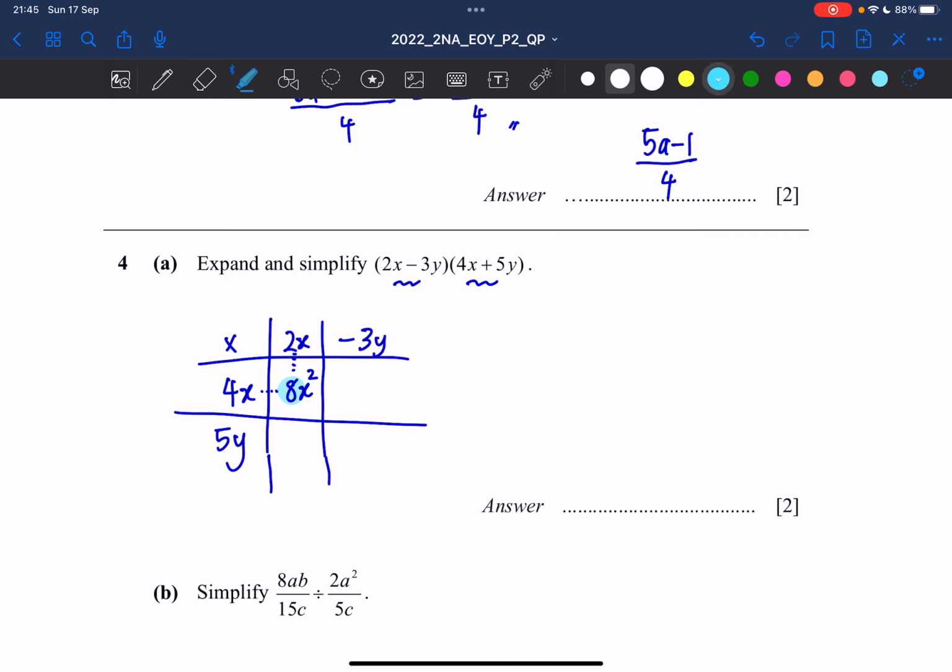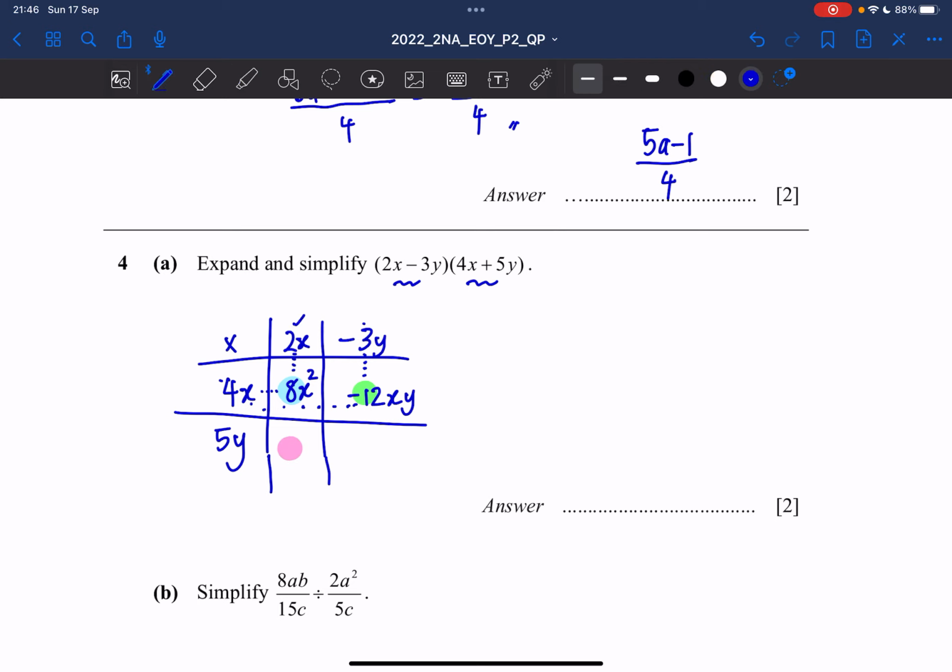Then we have this cell here. You notice that it is connected by negative 3y and 4x. So negative 3 times 4 is negative 12. x times y is xy. Then the next one, for this one, it's connected by 2x and 5y.